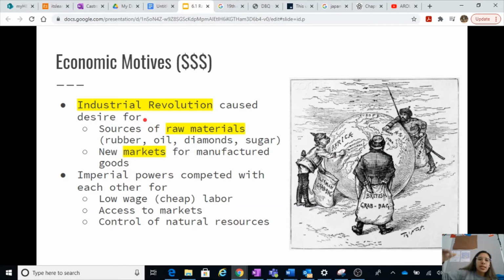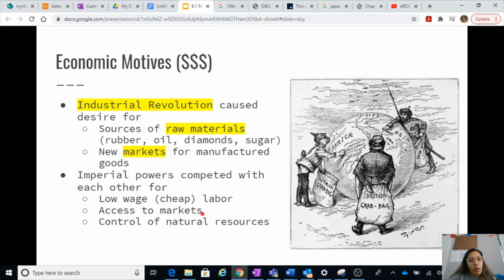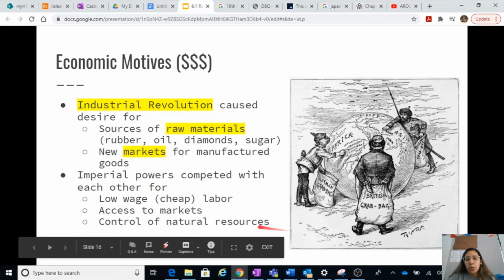Because we can make stuff faster and more efficiently and in greater quantities, that's going to cause us to look for more stuff to make the stuff and then more people to sell that stuff to. So this is also going to motivate that imperial expansion. Imperial powers are going to compete with each other for low wage, otherwise known as cheap, labor, access to markets, places to sell their stuff, and control of natural resources.